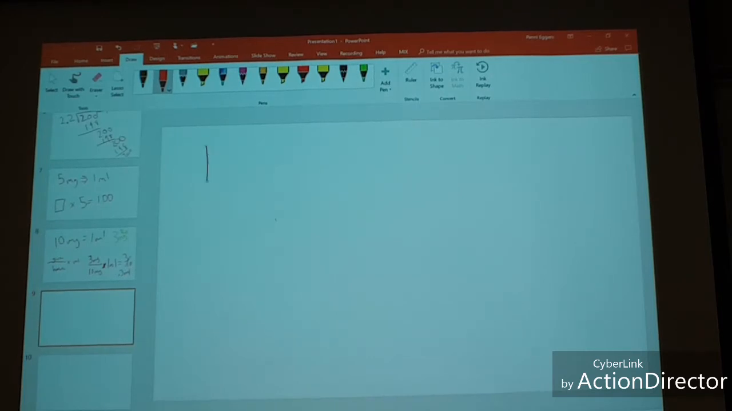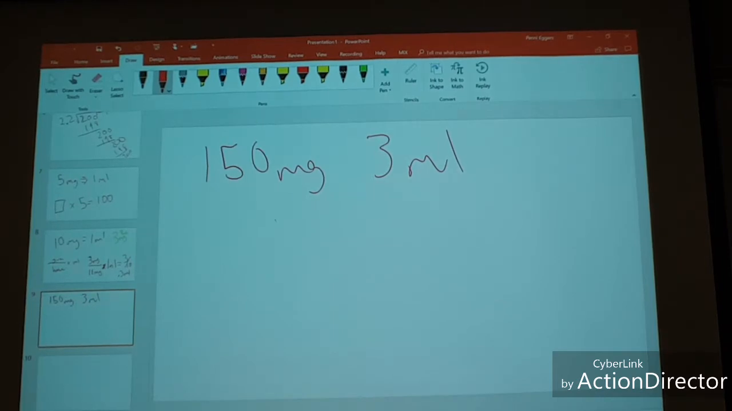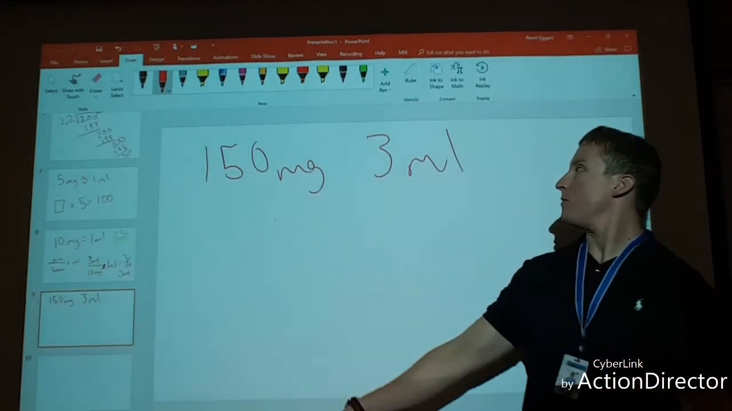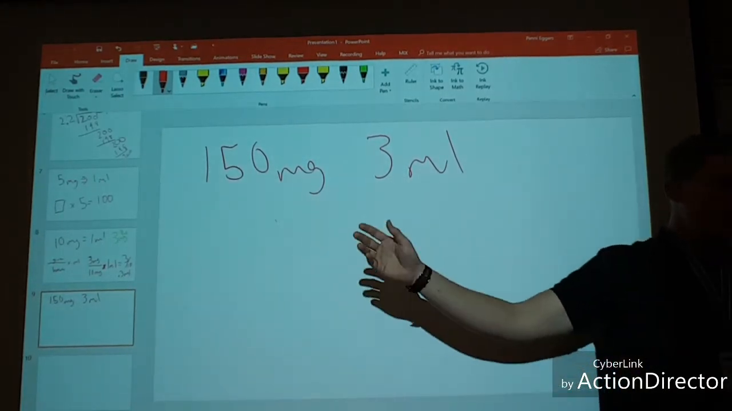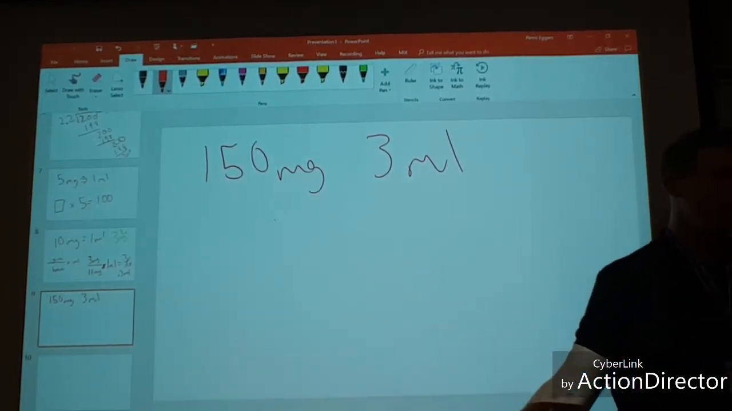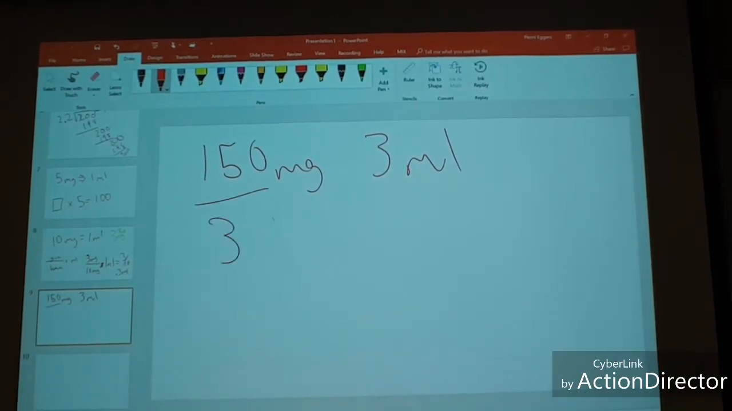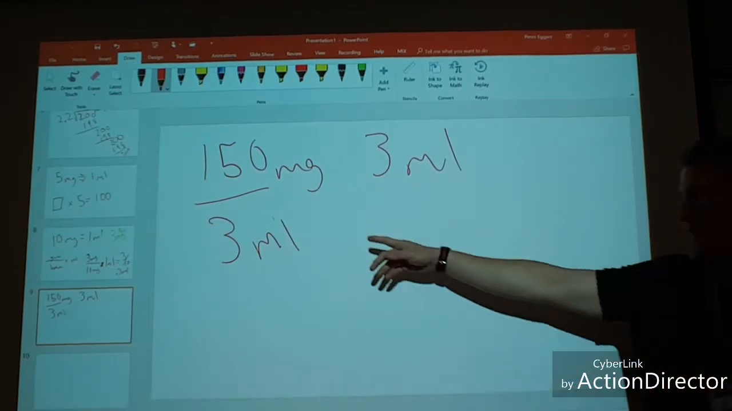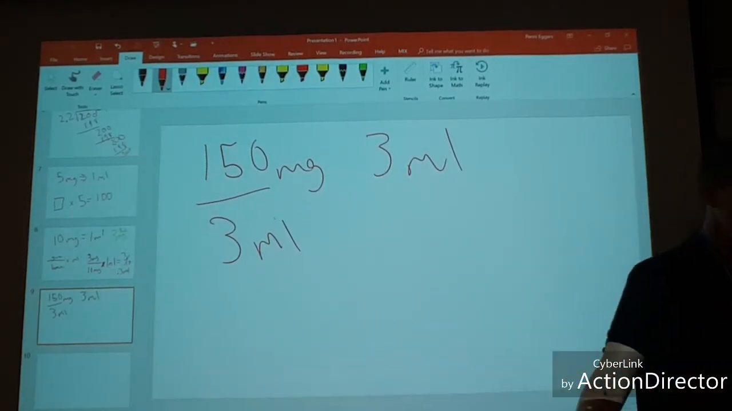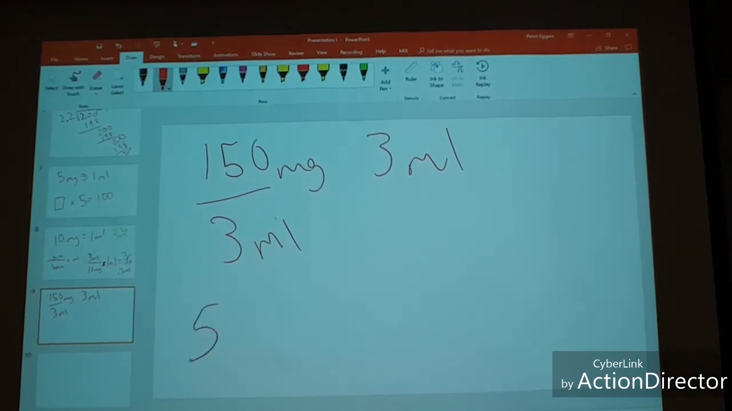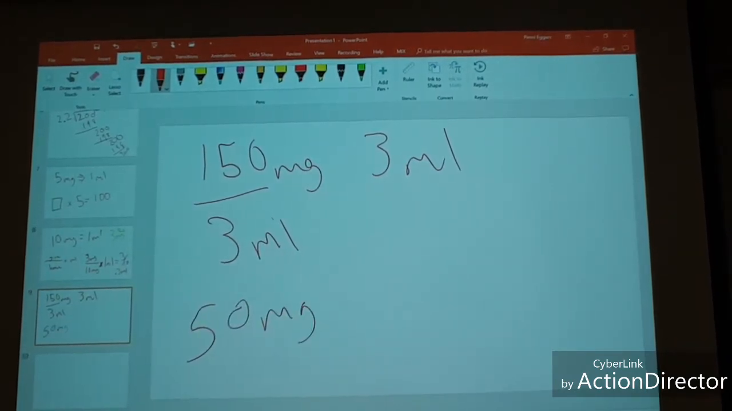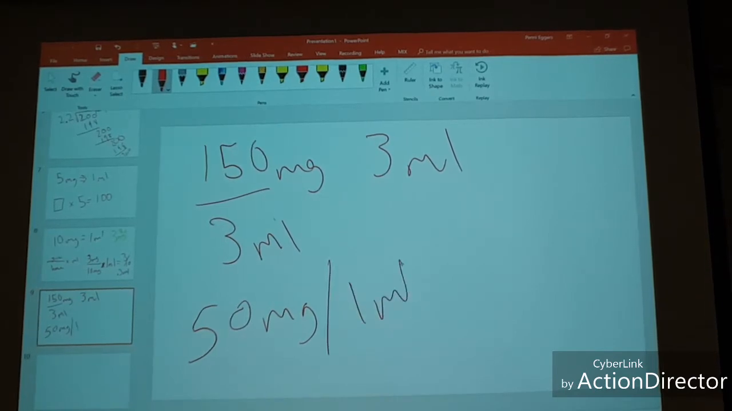So I have 150 milligrams of amiodarone inside of a 3 mL vial. That's how it comes packaged from the manufacturer. Pretty much all of us can figure out the concentration, right? I just take 150 and divide that by 3 mLs. What's 150 divided by 3? 50, right? So now I know that my concentration is 50 milligrams per 1 mL.